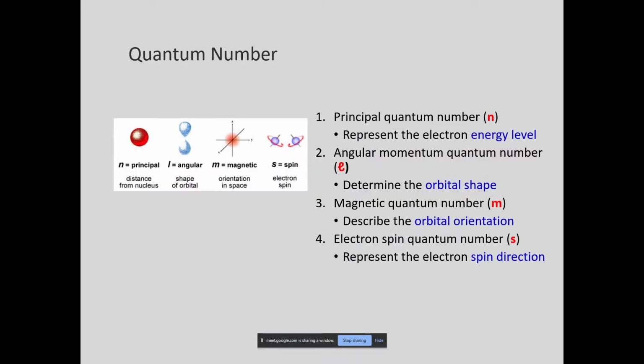Okay, this is the 4 quantum number yang kita akan belajar. So the first one is the principal quantum number, where it represent the energy level. So maksudnya berapa banyak, ibaratkan kekayaan elektron tu lah. So lagi kaya lagi tinggi dia duduk. Nanti kita akan tengok. Angular momentum quantum number. Angular momentum ni some books also call it azimuthal.